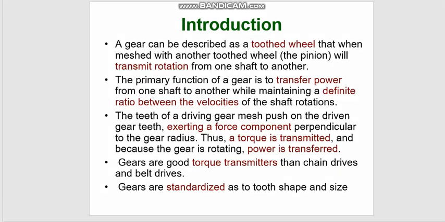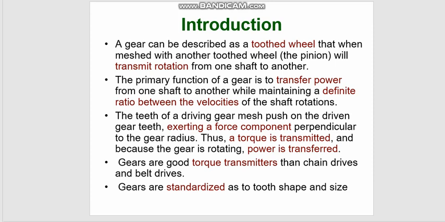Okay, as an introduction, a gear can be described as a tooth wheel that, when meshed with another tooth wheel, or sometimes they call it a pinion, will transmit rotation. So basically, the means of the transfer of power in the gear system is through the meshing of one gear with another gear.